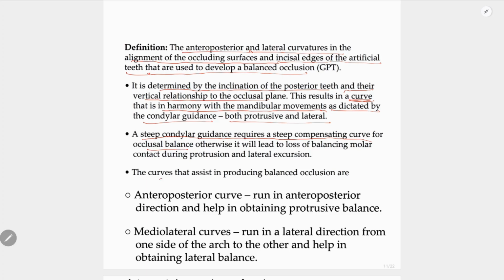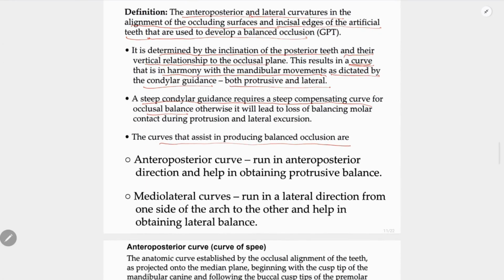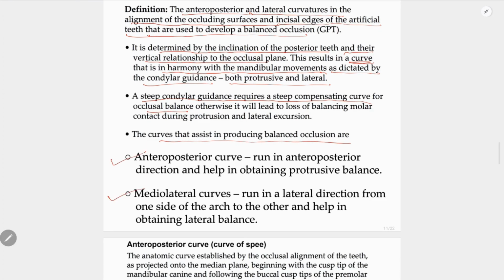The curves that assist in producing balanced occlusion are the anterior-posterior curve and the mediolateral curve. Anterior-posterior curve runs in anterior-posterior direction and helps in obtaining protrusive balance. Mediolateral curve runs in lateral direction from one side of the arch to another and helps in obtaining lateral balance.